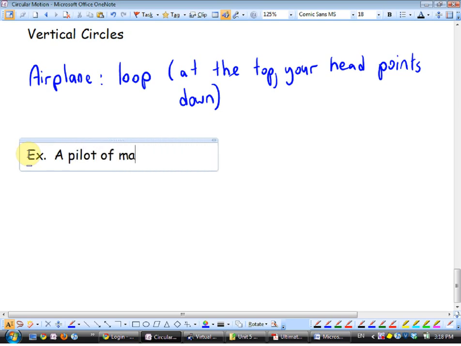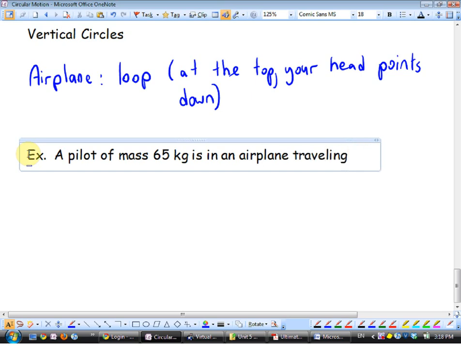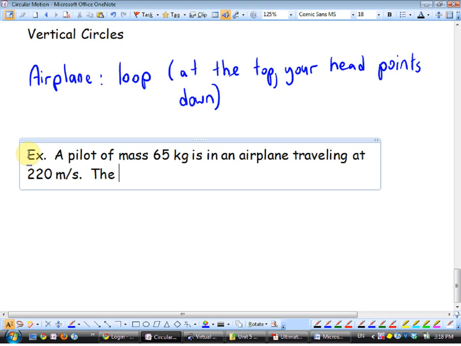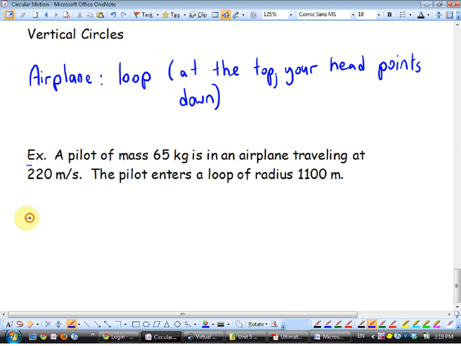A pilot of mass 65 kilograms is in an airplane traveling at, how fast do planes go? Well, in miles per hour, let's make it a bit of a jet. Let's go about 400 miles per hour. So let's say about 220 meters per second. The pilot enters a loop of radius 1,100 meters. A. Find the normal force at the bottom of the loop.